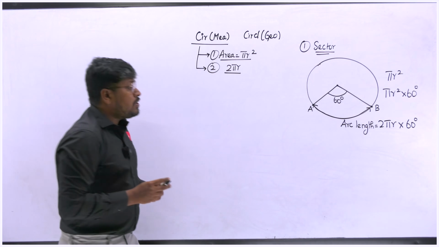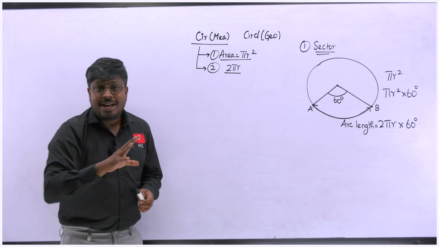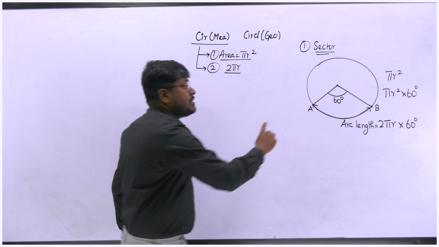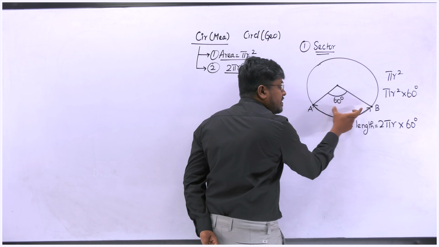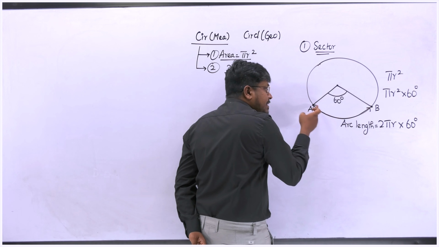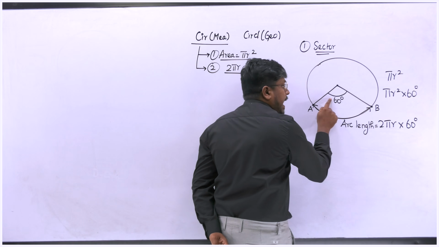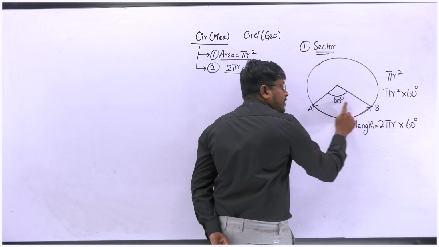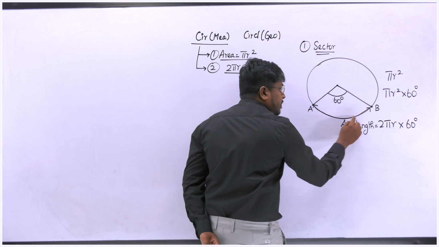So friends, see here, only two formulas. One is the circumference of the circle, because this is the total circumference of the circle. Out of this circumference, we need to find only this length. So circumference of the circle into the angle, 60 degrees. If it is 30 degrees, multiply by 30 degrees, and the resultant value will be the length of the arc.